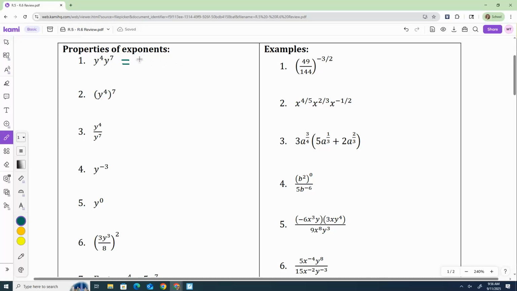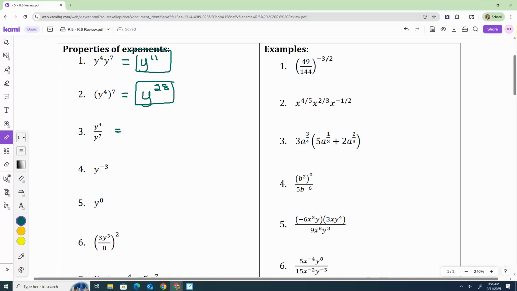y's times 7y's. So altogether we get 11y's. Alright, the second one. If you have a power to a power, what do we do with our exponents? Multiply. So that's y to the 28. The third, if we are dividing, what do we do with our exponents? Subtract them. Now, if I just subtracted this, 4 minus 7 is negative 3.